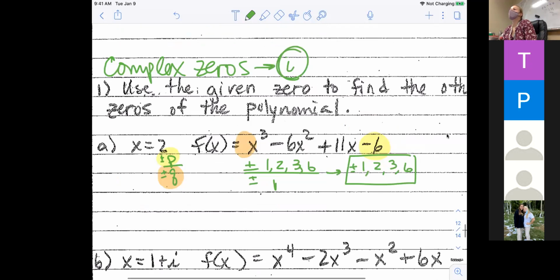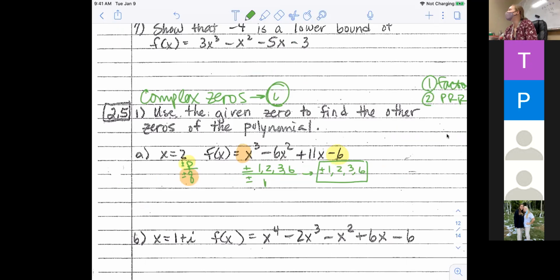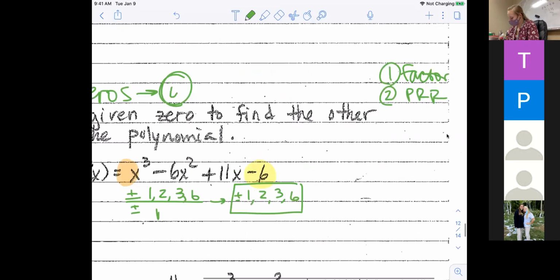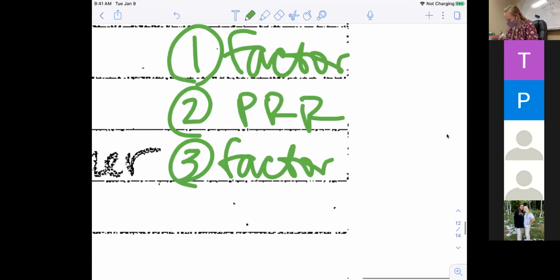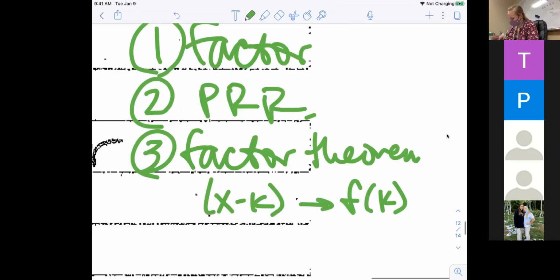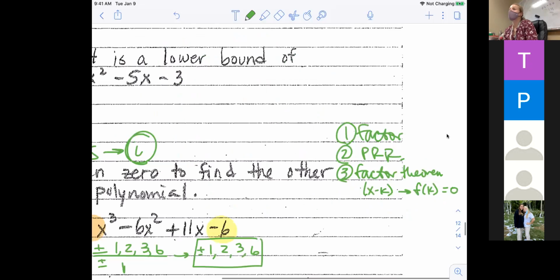Once we make that list, we have to find one of those that works. So I'm going to plug in one of these numbers into my original equation to find if it equals 0. We learned the factor theorem yesterday: if x minus k is a factor, then f of k should equal 0. In real people words, that means if 1 is a 0, then if I plug 1 into my equation, it should give me 0.